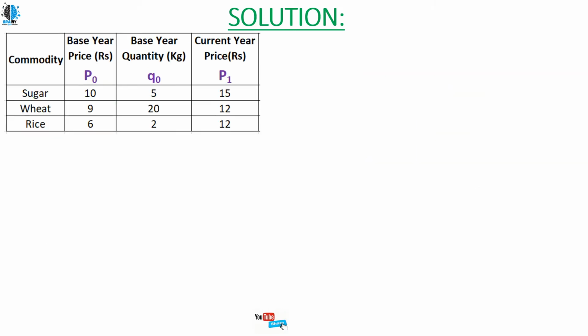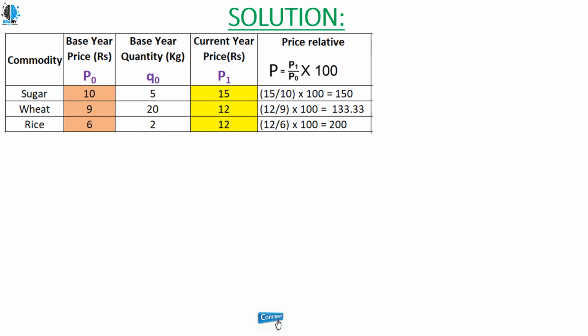These four columns are already given in the question: commodity, base year price, base year quantity, and current year price. Base year price I am taking as P0, base year quantity as Q0, and current year price as P1. All these values are here. What do we have to find first? We have to first find the price relative. What is the formula for price relative? P equals P1 by P0 into 100.